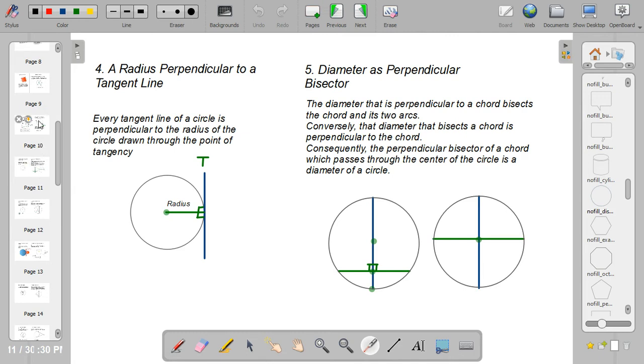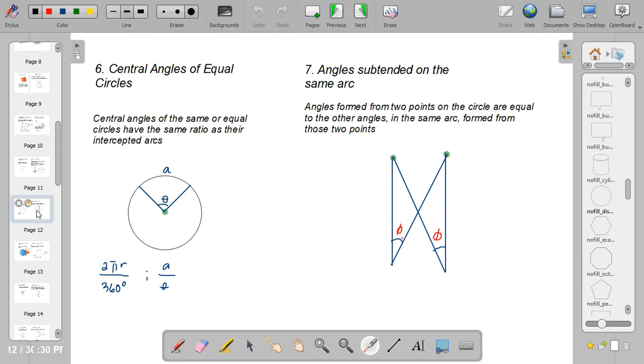And then we go to theorem number 6. It says that the central angles of the same or equal circles have the same ratio as their intercepted arcs. So if this is your central angle for this sector, this is theta. Therefore, the whole circle is also 360 degrees.